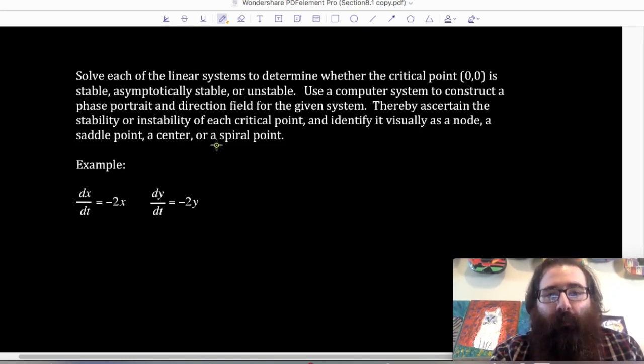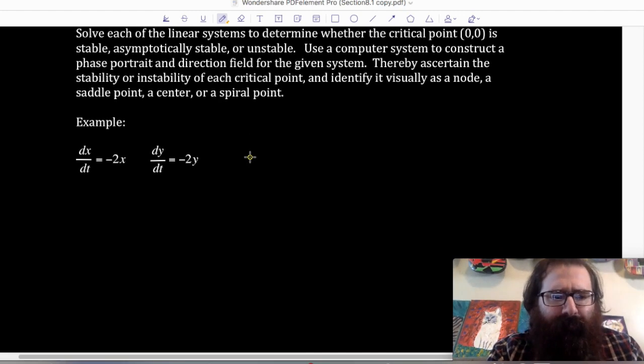We're going to try to determine whether what we have is stable or unstable, and try to identify it as either a node, a saddle point, a center, or a spiral point. And we'll see lots of examples today.